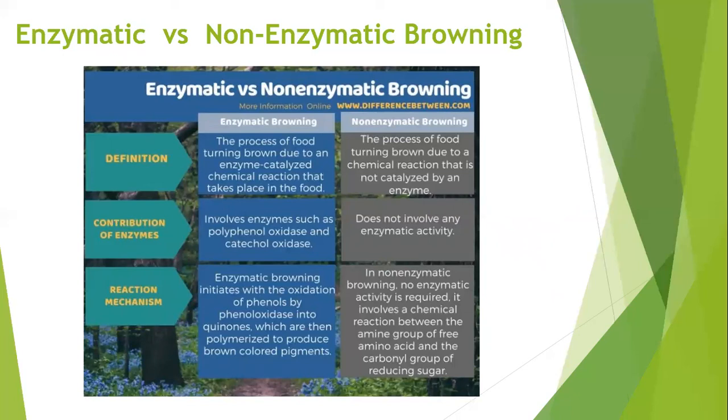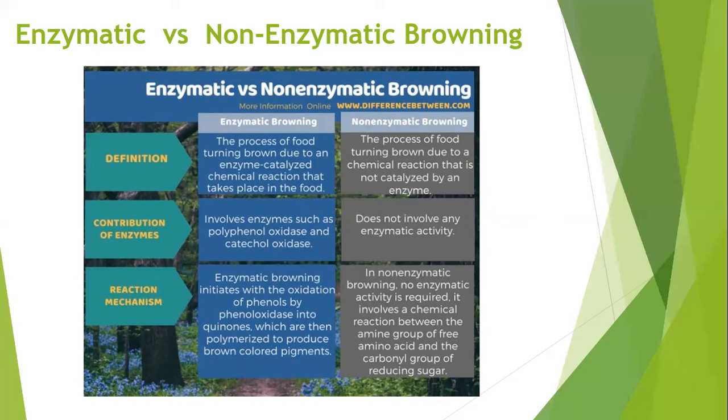So what is the difference between enzymatic and non-enzymatic browning, to sum up? Enzymatic browning is the process of food turning brown due to an enzyme-catalyzed chemical reaction that takes place in the food. Already we have discussed the chemistry, like polyphenolase, with orthoquinones, melanins. So due to the melanin color, this enzymatic browning can happen. What is the non-enzymatic browning definition? The process of food turning brown due to a chemical reaction that is not catalyzed by an enzyme. So we have discussed the Maillard reaction, caramelization, etc.